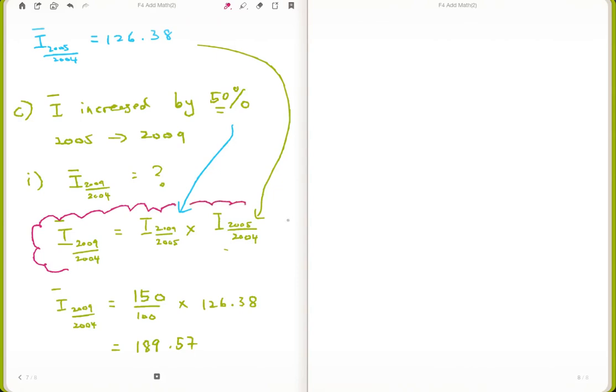Now, this chain rule will be extremely important. You might need some time to understand it. This is what the question asks: 2009 based on 2004. How do you get it? You don't have that. All you need to do is use the chain law from differentiation. You learn that, and you may apply it here. Learn to connect them.